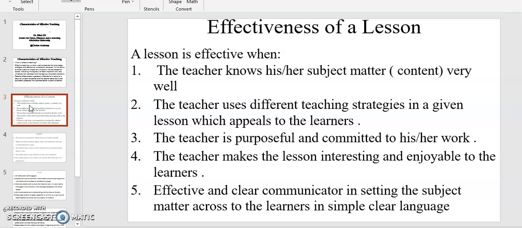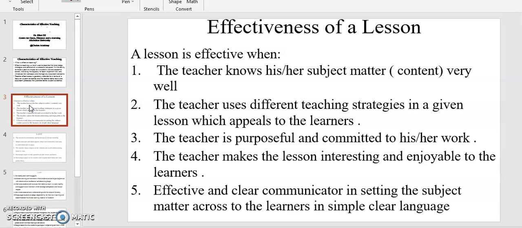Effectiveness of a lesson. When do we say that the lesson is effective? A lesson is effective when, 1, the teacher knows his or her subject matter, that is the content, very well. We can also say that a lesson is effective when the teacher uses different teaching strategies in a given lesson which appeals to the learners.